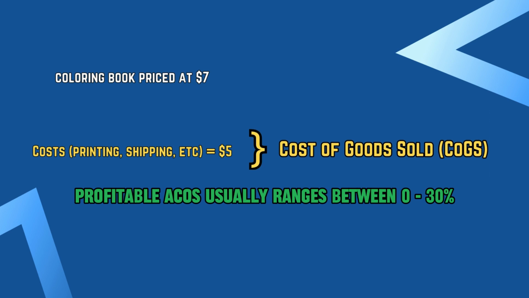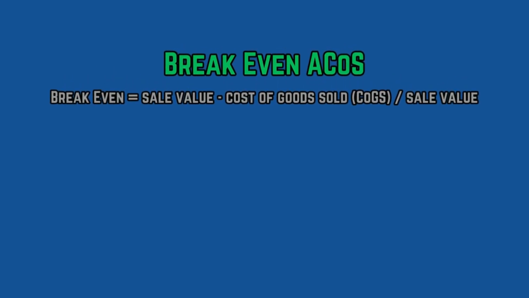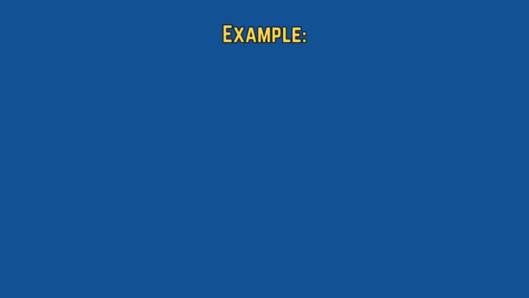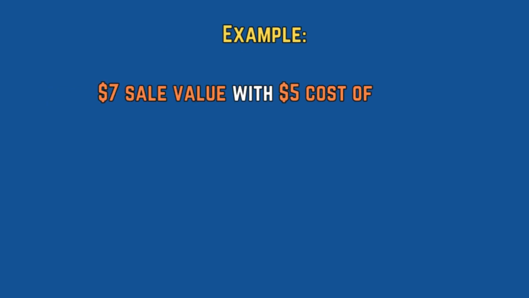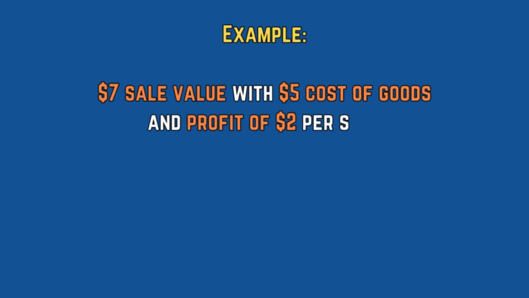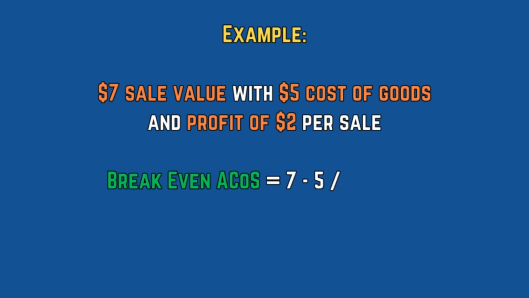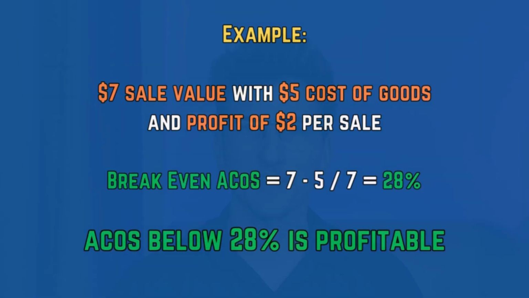You can work out your break-even ACOS with the below formula. Break-even ACOS equals sales value minus cost of goods sold, divided by sale value. As an example, if our sale value is $7 and our cost of goods sold is $5, our break-even ACOS is 28%. Now you know how to work out your own break-even ACOS, so you know what figure to target and to stay below with your own ad campaign.